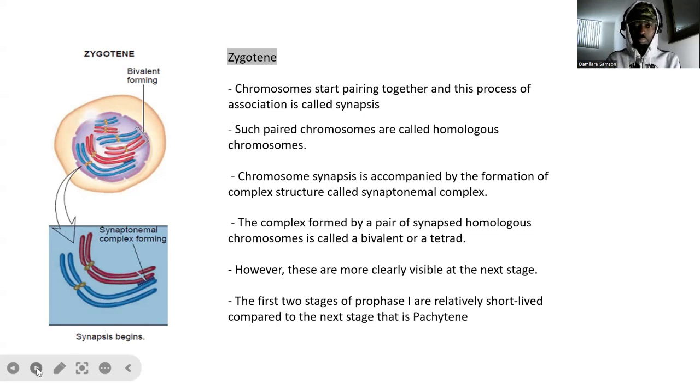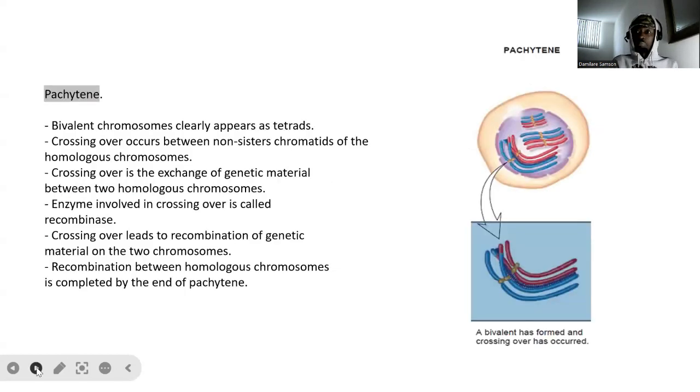Pachythene. Now, at the pachythene, it's a long stage. Look at the first diagram here. As you can see, the homologous chromosomes now lie side by side. The complex has been formed between them, and you begin to see synapsis, right? Synapsis in the form of what? You can see crossing over too. So that's why they said it's a bit longer, because a lot of things happen at pachytene.